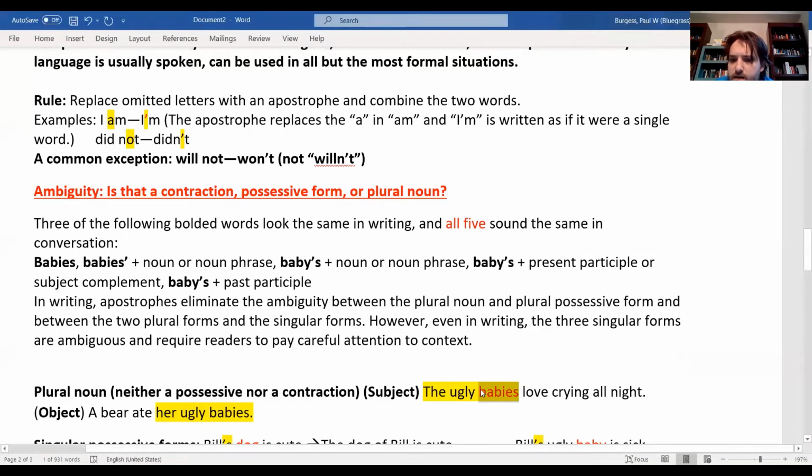In the first sentence, they are doing an action. They are loving crying all night. In the second one, they're receiving an action, the action of becoming bear food. Okay, in writing, the fact that we have no apostrophes shows us that this is neither possessive nor a contracted form, neither a possessive nor a contraction. Okay.